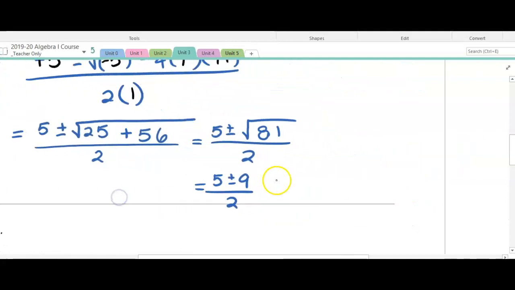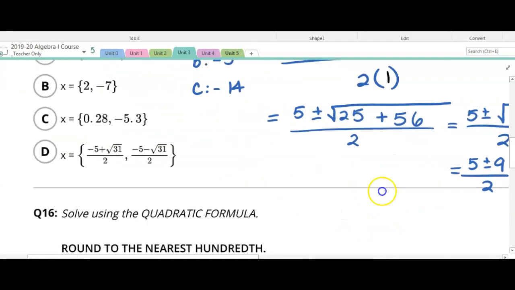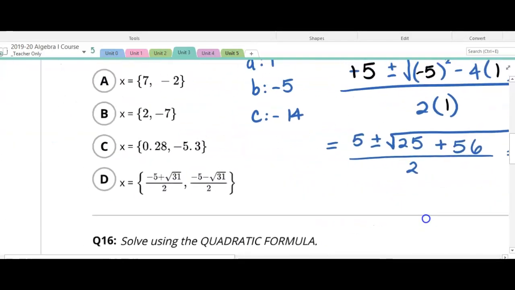So now we're at the point where we're ready to split. 5 plus 9 over 2, 5 minus 9 over 2. That gives me 14 over 2, which is 7. This gives me -4 over 2, which is -2. Those are my solutions, 7 and -2.